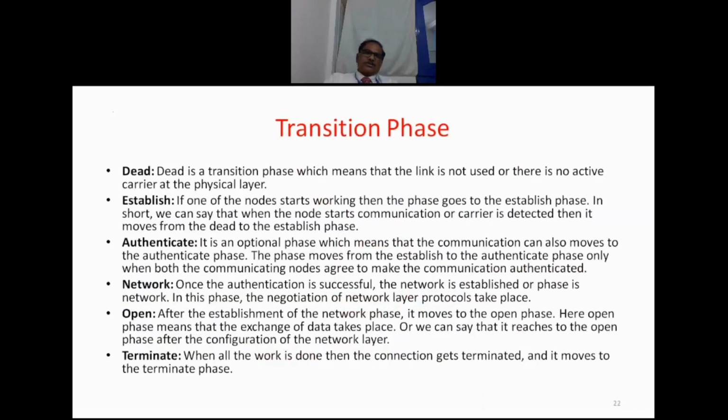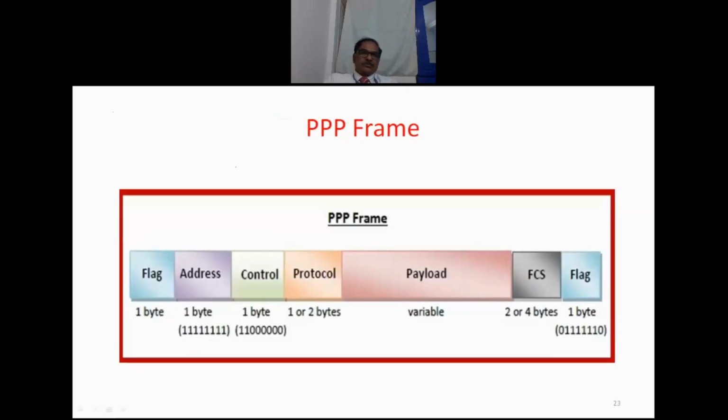So the same thing is mentioned here: dead, idle, establishing, authenticate. Once login credentials are successful, authenticate, then network, so they are authorized to send or receive, then open, and during open they can send or receive the information. Once complete, terminate. So these are the different phases that we have already seen.